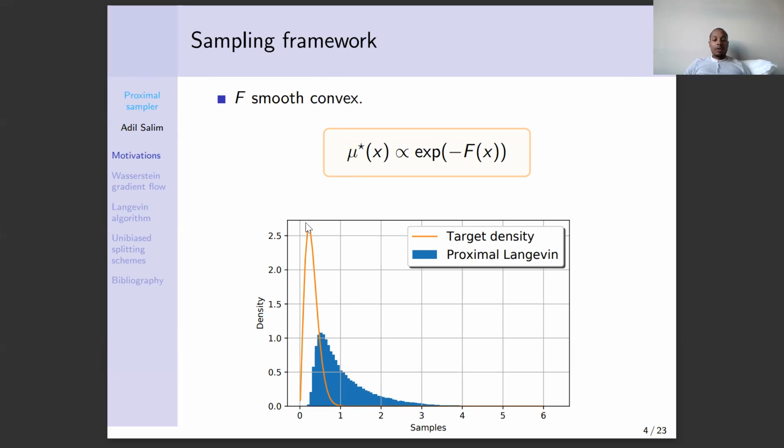In dimension 1, we can represent what we want to do here. Here is an example. In dimension 1, we have a target distribution in orange. And our goal is to have an algorithm, for instance here a Langevin algorithm, but it can be another algorithm, which generates samples such that the histogram based on the samples is close to the orange curve. In dimension 1, we can represent the situation, but of course, what we want to do is the same in dimension 1 million.